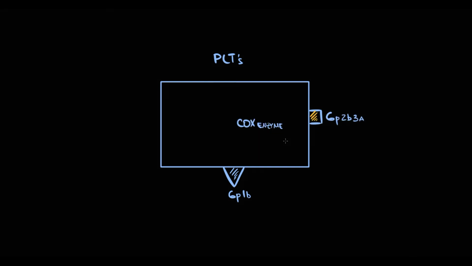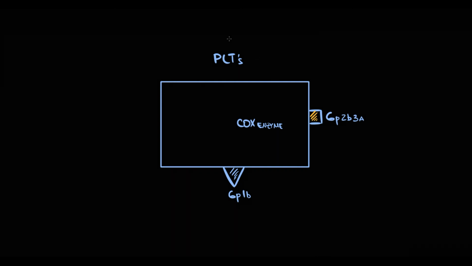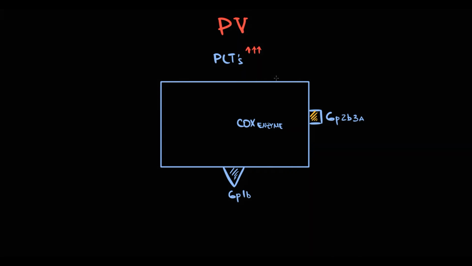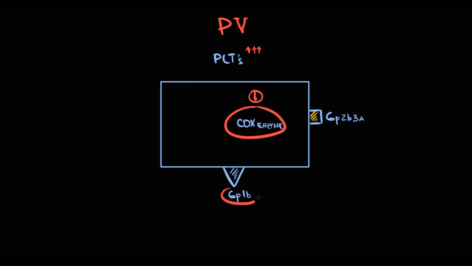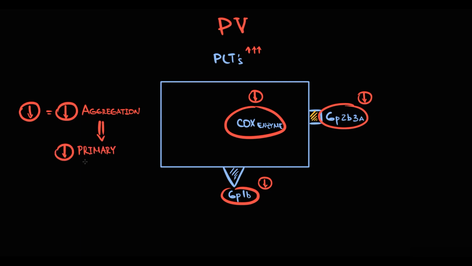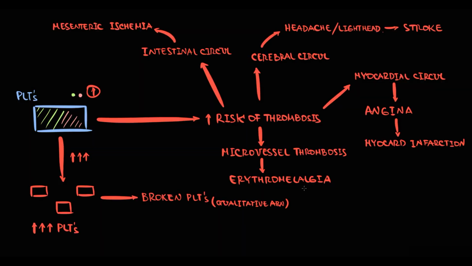Recall that first of all, to provide functions, platelets require surface receptors, GP1B and GP2B3A, and COX enzyme inside them. Without them, aggregation becomes impossible. And when bone marrow produces such great amount of platelets in a hurry, sometimes platelets are produced without these essential components, and without any of them, they are incapable to provide effective primary hemostasis. And disrupted primary hemostasis increases the risk of bleeding.